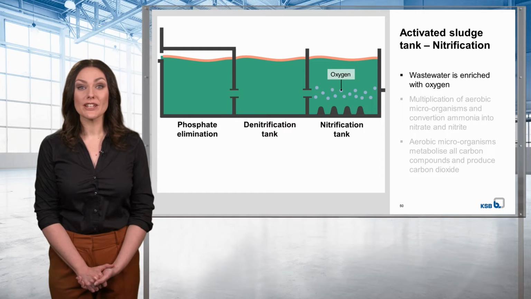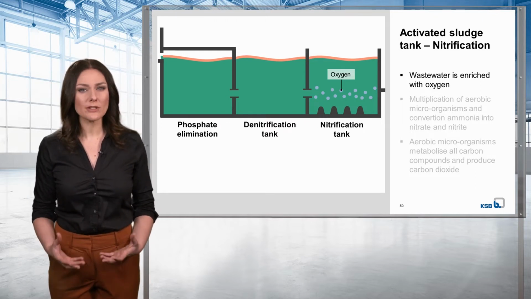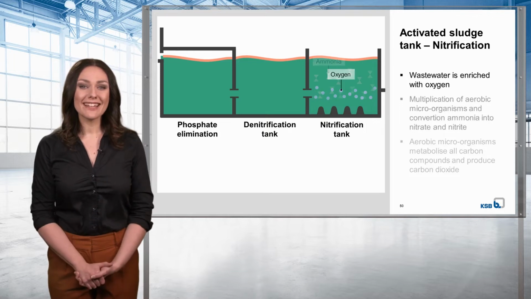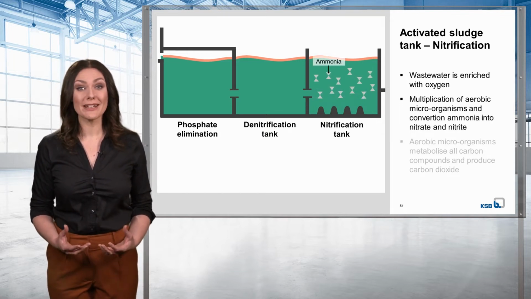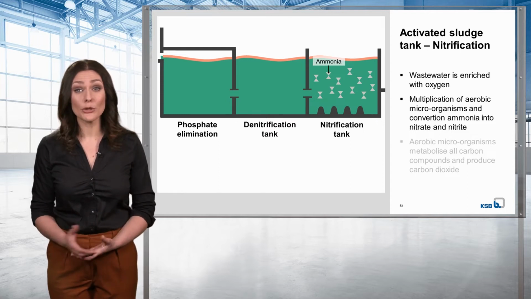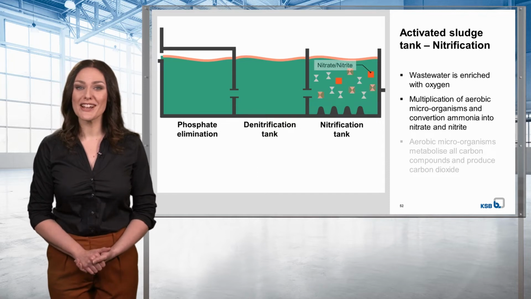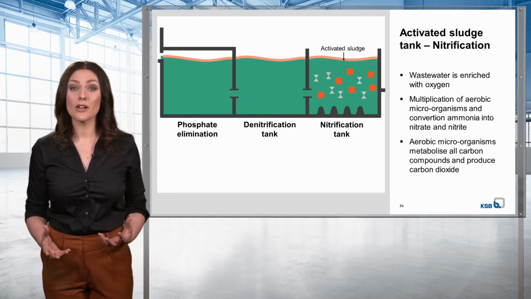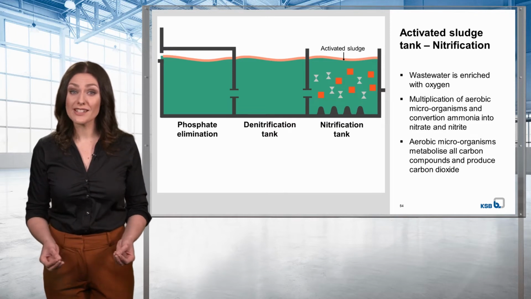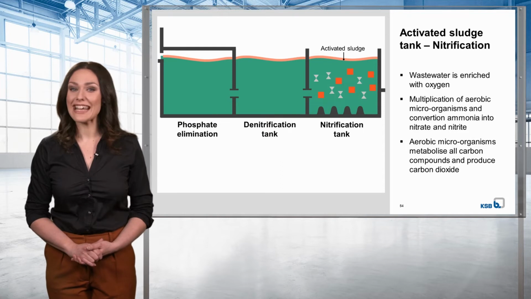Here, the wastewater is enriched with oxygen that is supplied by aeration units that are usually fitted to the floor. This creates a favorable environment for aerobic microorganisms that convert ammonia or urine into nitrate and nitrite, also referred to as nitrification. They also metabolize all carbon compounds and produce carbon dioxide. In these conditions, the aerobic microorganisms keep multiplying.